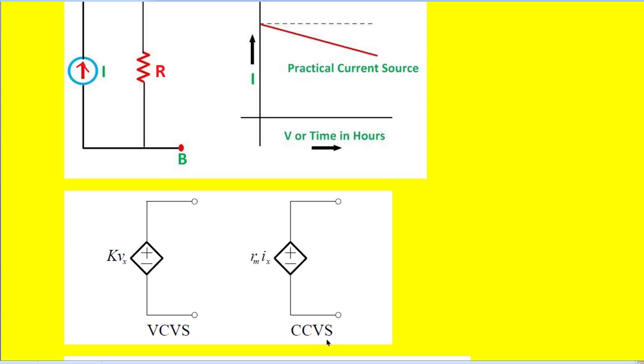Similarly, there is another voltage source which depends upon the current value in some branch of the circuit. In that case, we represent the voltage source with a diamond shape, plus here, minus here, and we represent its voltage, which depends on the current somewhere in the circuit, as Ix times Rm.